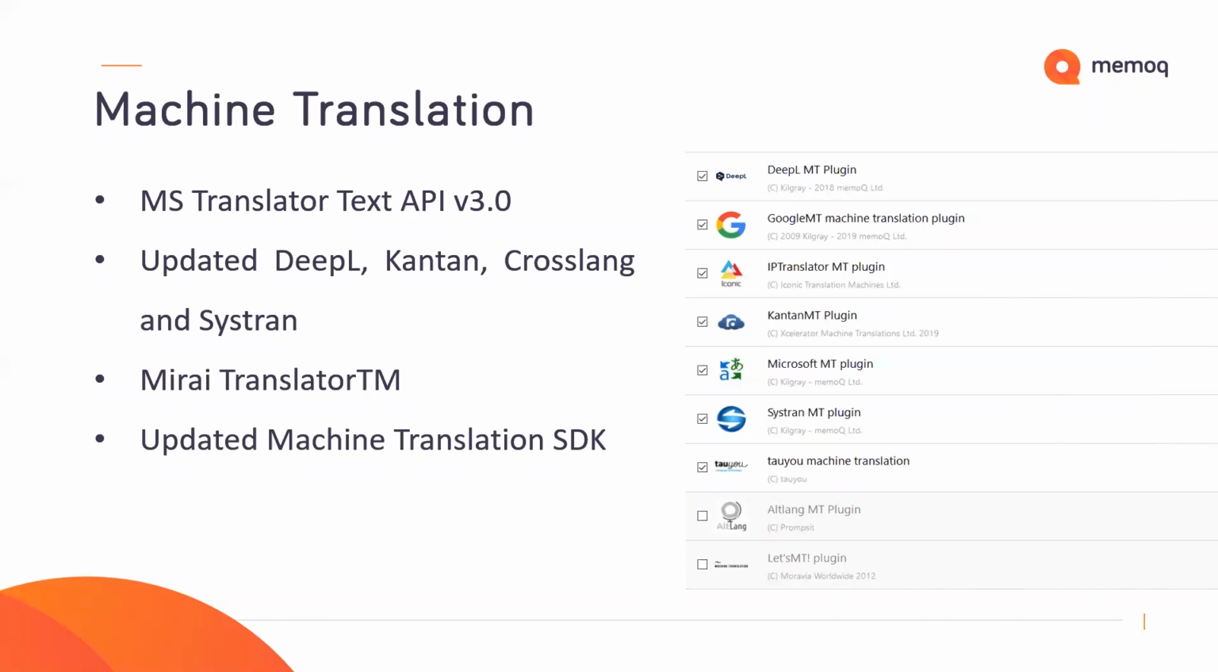It also has this nice feature that you can train it yourself from your own data, and you can also share it if you want to. And we updated the DeepL, the Kantan, and the Crosslang plugins, and added the new Mirai Translator, which is also a neural system, but mainly for Japanese translators, for Japanese-English and Japanese-Chinese translators. And if by any chance you want to add your own machine translation plugin, we updated the machine translation software development kit, and now it's a lot easier and more understandable how to do this.